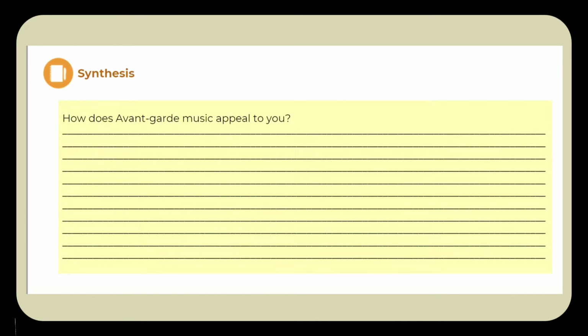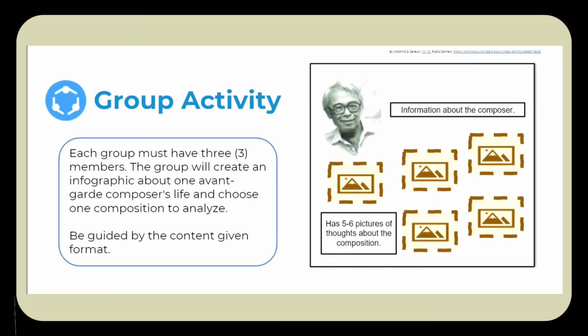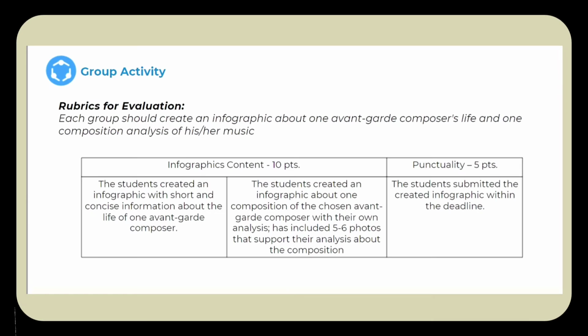Congratulations, musicians! Now, get ready to make art. Your mission by a group is to create an infographic about one avant-garde composer's life and one composition analysis of their music. Be creative and have fun learning. You will be graded by the rubric posted above. Be creative and have a unique concept for your group's infographic.